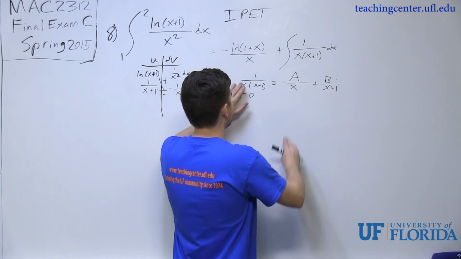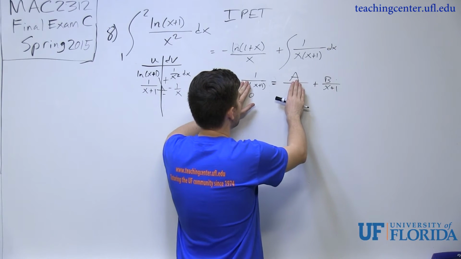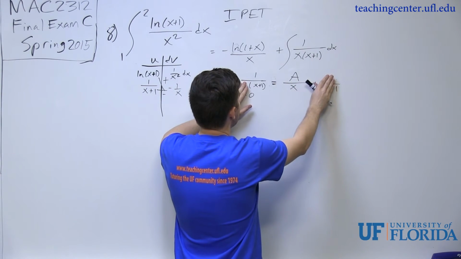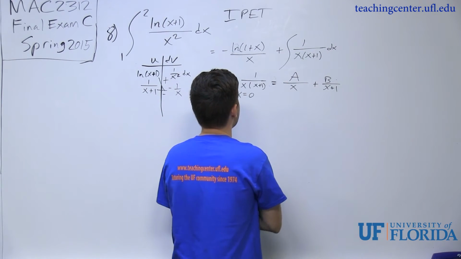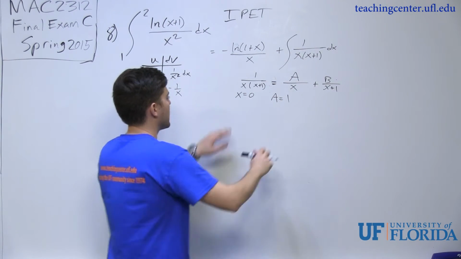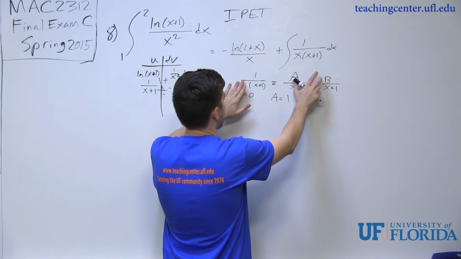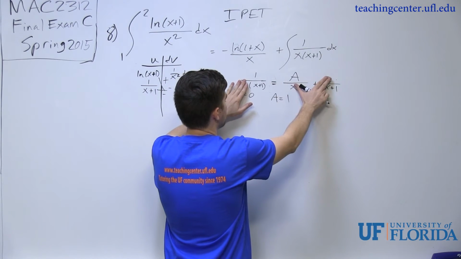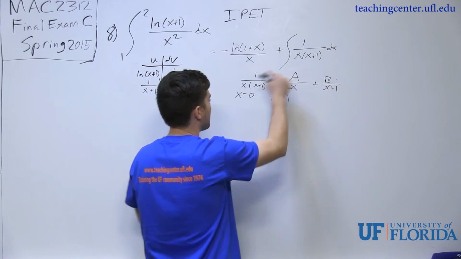When I set this equal to 0, I need to cover up this and this in this term. So what I actually end up getting is that a is equal to 1. When I cover up all these terms, I end up just getting 1 over x plus 1 is equal to a. I plug in x equals 0, and I end up getting a equals 1.